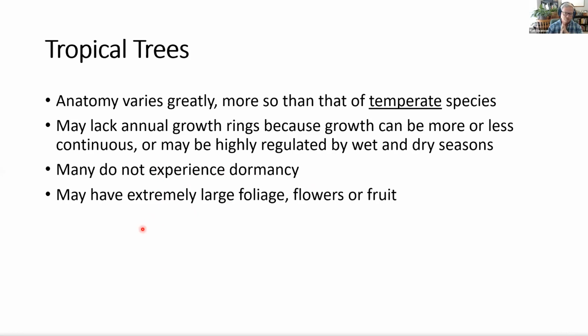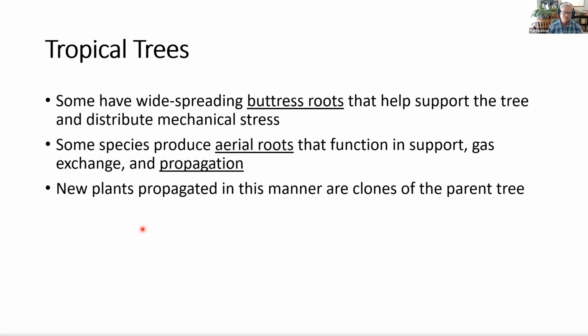They may have extremely large foliage. Tropical trees or palms have some of the largest leaves out there. Some of the other hardwood trees of the rainforest can also have just enormous leaves, trying to get as much light as they can. Some have very wide spreading buttress roots because the soils down there are not very thick, and the roots tend to grow right on the surface. These buttress roots can be enormous, but are necessary to help distribute the mechanical loads onto the soil, keep it standing upright. Some species even produce aerial roots.